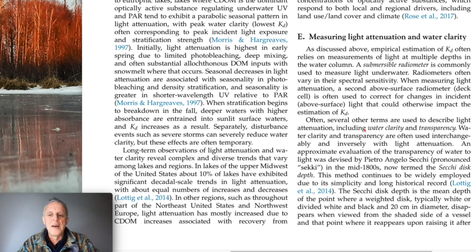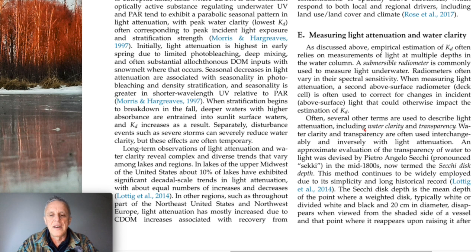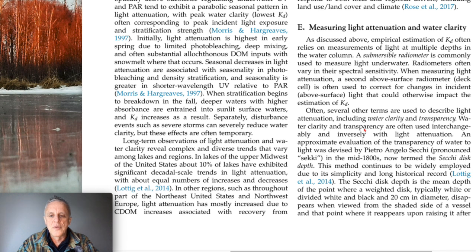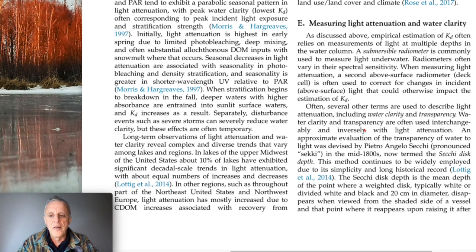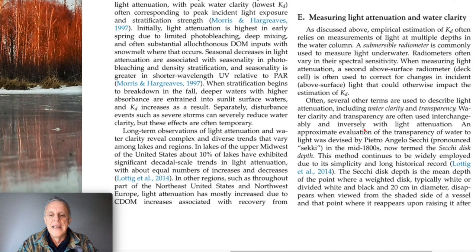Measuring light attenuation and water quality. As discussed above, empirical estimation of KD often relies on measurements of light at multiple depths in the water column. A submersible radiometer is commonly used to measure light underwater. Radiometers often vary in their spectral sensitivity. When measuring light attenuation, a second above-surface radiometer is often used to correct for changes in incident above-surface light that could otherwise impact the estimation of KD.